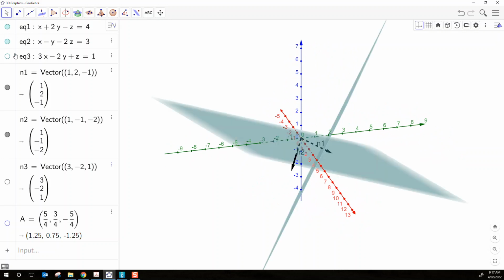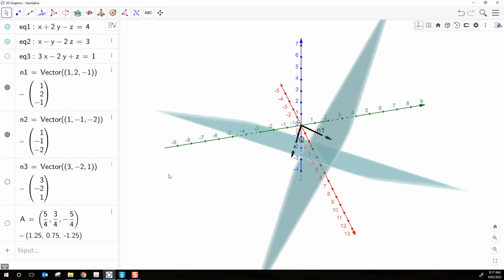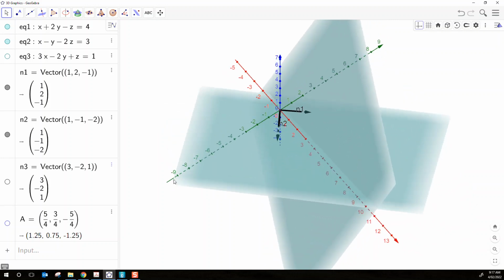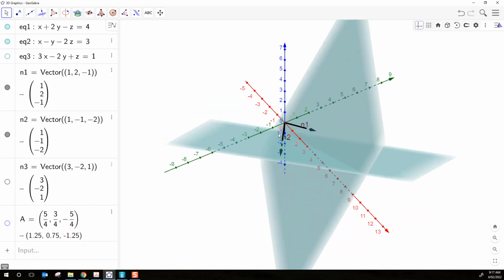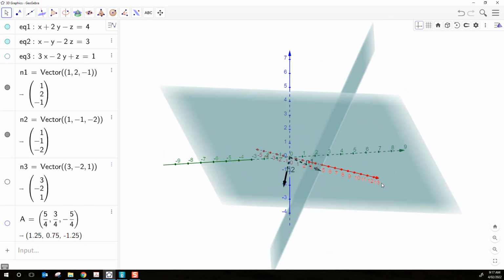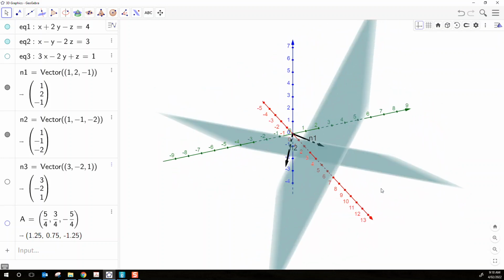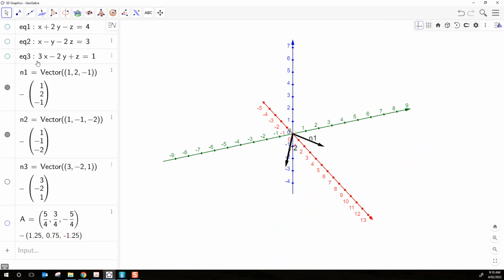Plane 1 and plane 2. They definitely intersect. And as I've previously discussed, we can find the equation of that line, the intersection of two planes. So there's plane 1 and plane 2. Very lovely. Let's turn those off for a moment and let's look at equation 3.